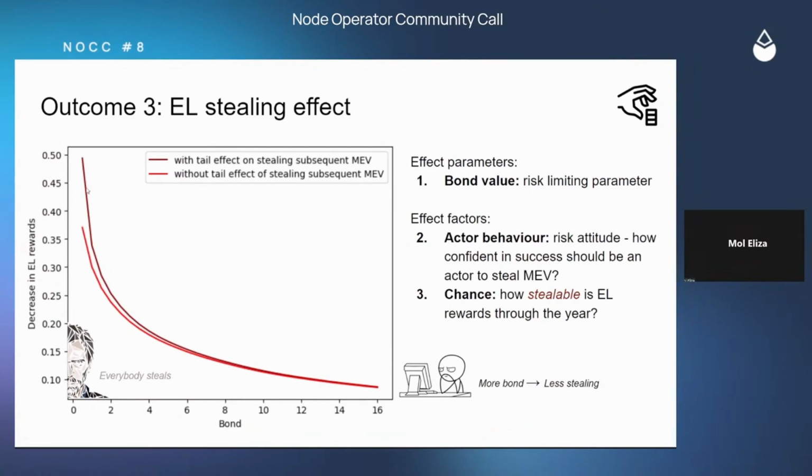It could be combined within this graph, which is basically the more bond you have, the less decrease in EL rewards we would observe in this situation. But there is a significant element of chance within this model that is inherited from that significant variance of EL. The basic gist here is simple: what if we would face more high-worth blocks in terms of EL through the year, and hence more intentions for actors to steal the bond?